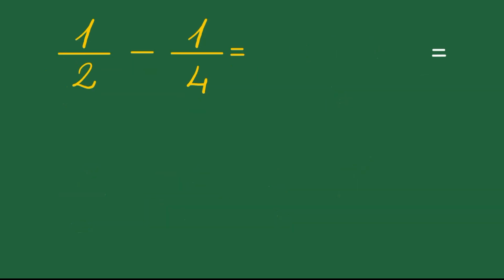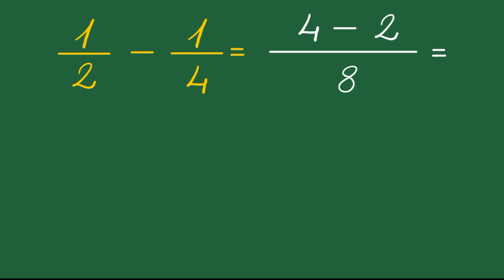Let's apply the same method to subtracting two fractions. We multiply the numbers in the denominators and write the result in the denominator of the solution. Then multiply the value in the denominator of the second fraction by the value in the numerator of the first and vice versa. 4 multiplied by 1 equals 4. 2 multiplied by 1 equals 2.